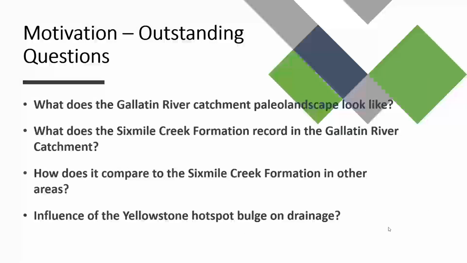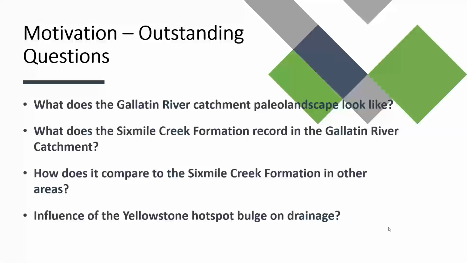The thing is a little fast, but I'm going to come back to these questions. So what does the Gallatin River catchment paleo landscape look like? I think the drainage system is very similar to what you have today, back when the Sixmile Creek Formation is being deposited. Maybe you don't have those range front faults. You don't have as much relief until they start moving.